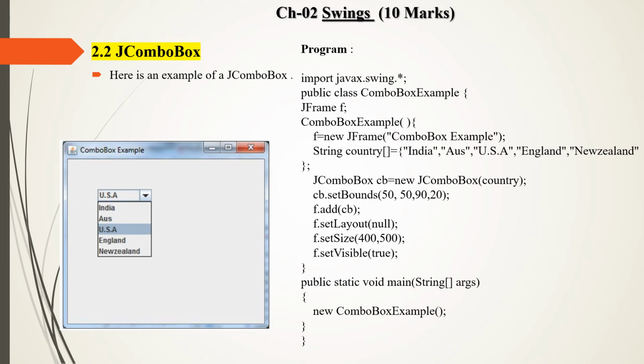In the drop-down list we pass one array of countries: India, Australia, USA, England, New Zealand. So all entries are displayed here, and the user can select one option, and that option is displayed in the combo box. This is a simple example of a combo box.